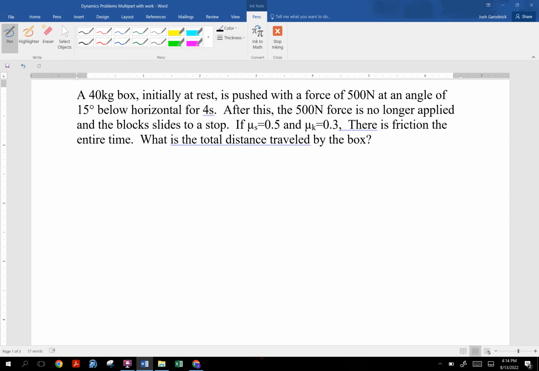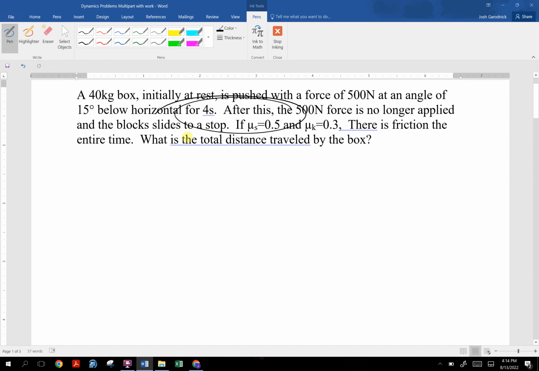What's up, peoples? This video is intended to help you with multi-part dynamics problems, basically two problems in one. We've done this in the past. This video has to do with coefficient of friction as well. But basically, you can read the problem and you realize that something's starting from rest, it's being pushed, so it's increasing its speed, then the push is no longer applied, and it slows to a stop. So this is a speed up, slow down problem, if you will, with forces involved.